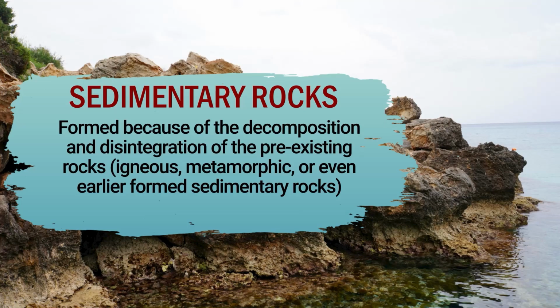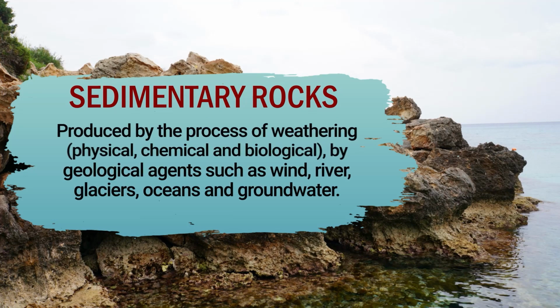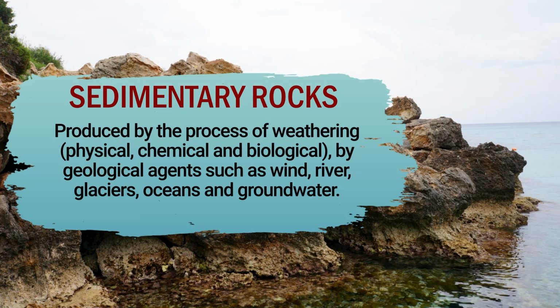And the pre-existing rocks may be igneous, may be metamorphic, or even may be sedimentary rocks itself. And they are produced by the process of weathering. As you know, weathering can be physical, chemical, biological. They can also be formed by geological agents such as wind, river, water, glaciers, oceans and groundwater.